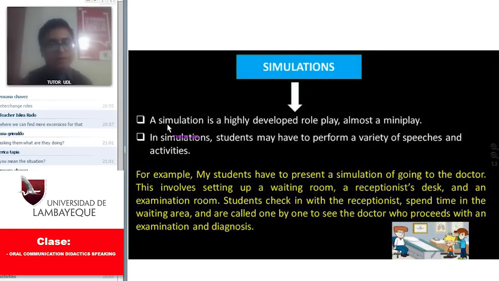Okay. So one of the last techniques that you can use in the while speaking part is simulations. Teacher, you mentioned role play and now you mentioned simulations. So what is the difference? Or maybe simulations is part of a role play activity, or they are totally different. What do you think the difference between them is? What is the big difference between role play and simulations? Do you have any idea?